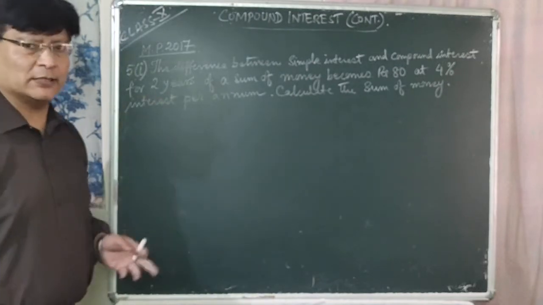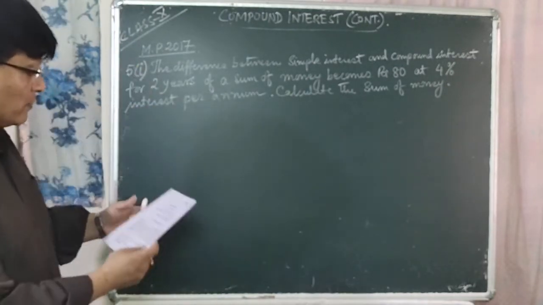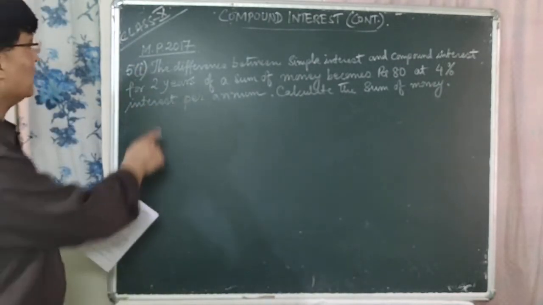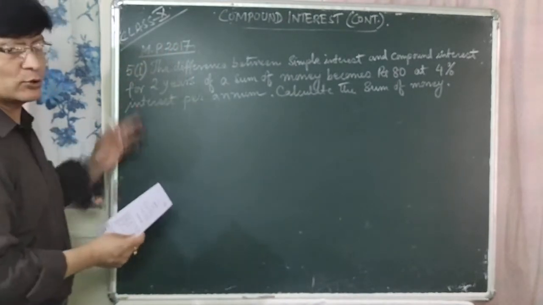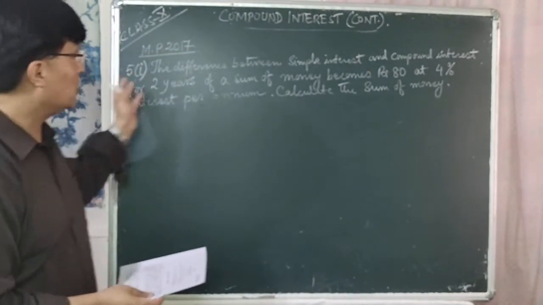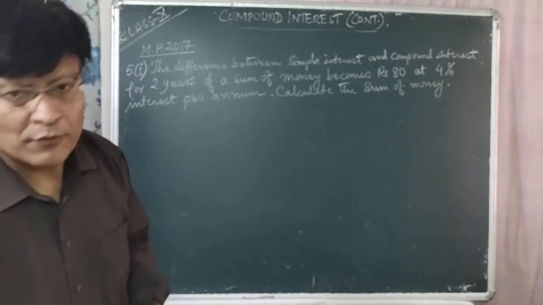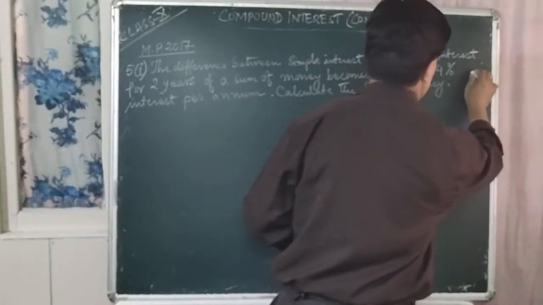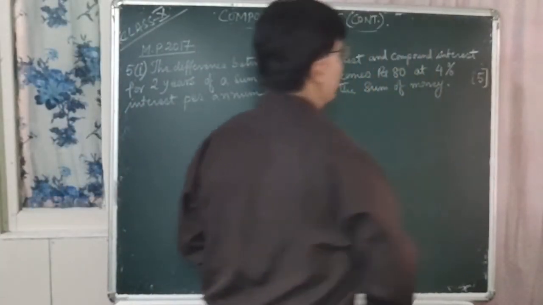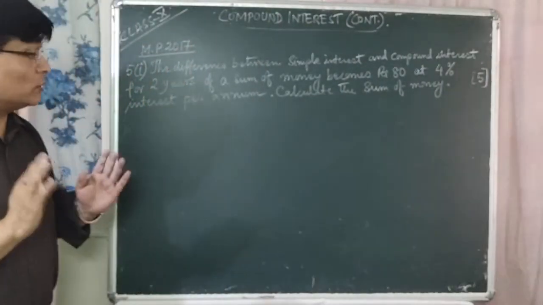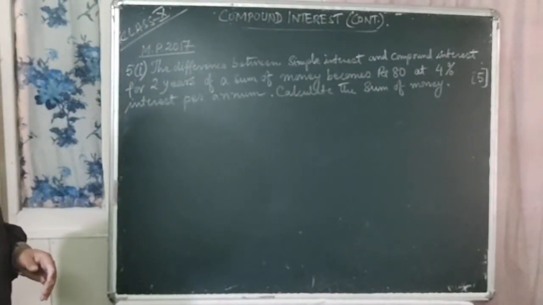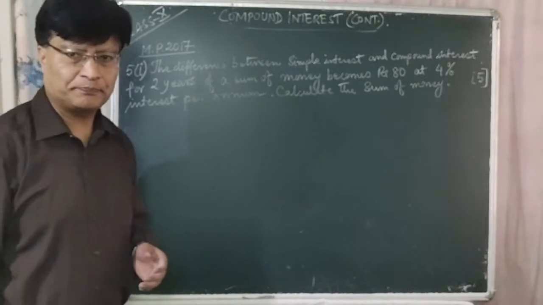So I have written here the question. This is from Madhyamik 2017, right? Madhyamik 2017. Let's do question number 5, number 1. So this question carries 5 marks, right? So this is of 5 marks question. So let us do this problem.